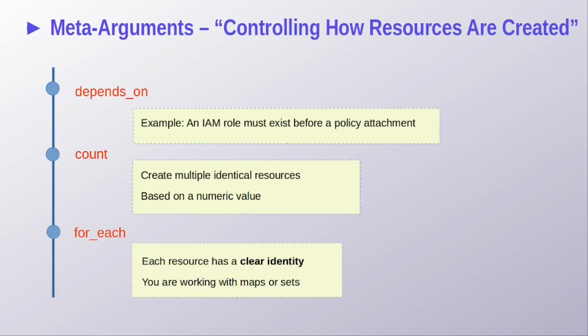for_each. Use it when resources have a clear identity. It works with maps and sets. Resources are named entities, not a list. Benefits: more stable, safer for production. Strongly recommended.